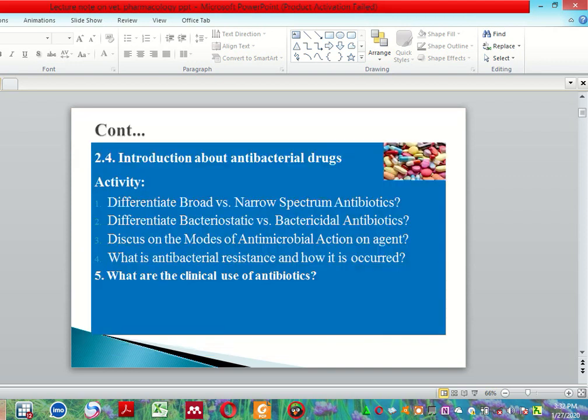As an introduction, it is better to differentiate broad versus narrow spectrums, bacteriostatic versus bactericidal antibiotics, and the mode of antimicrobial action of the agent. It is also better to know about antimicrobial resistance and how it occurs, and finally the clinical use of antibiotics.